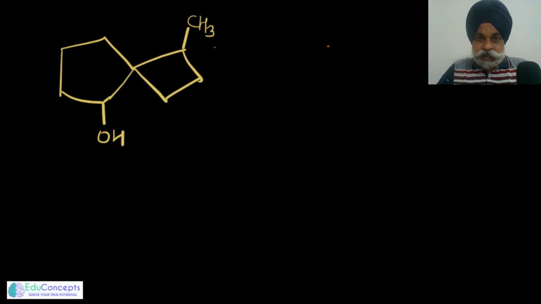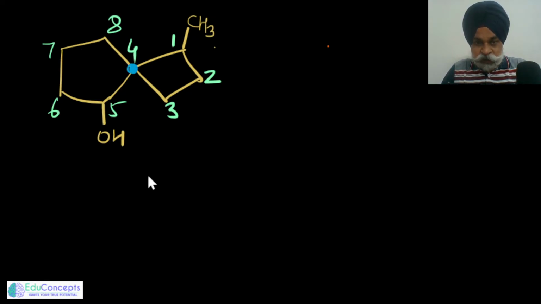Here the bridgehead atom is this one, and you have to start your numbering next to the bridgehead in the smaller ring. So I can start from here as 1 or from here. Obviously I would start from the methyl part because it should be given the least number, because if there is a possibility I should give it the least number. 1, 2, 3, then 4, and this is 5, 6, 7, 8. Simple, not a very difficult one. So it is almost the same. In the previous case it was 6-ol, here it is on the 5.